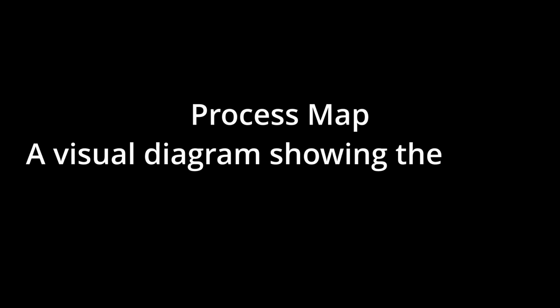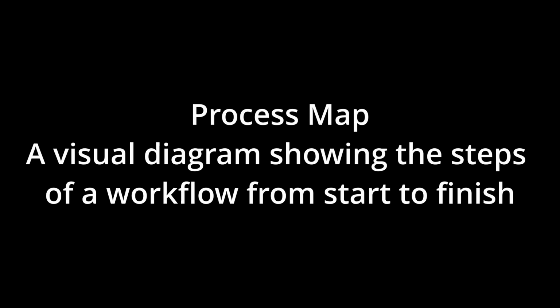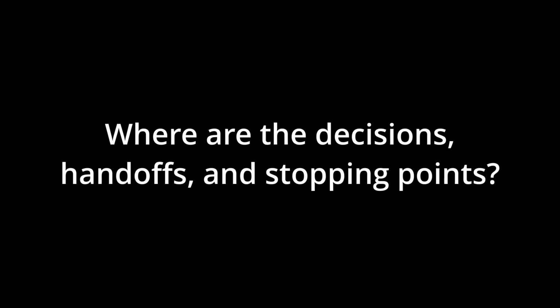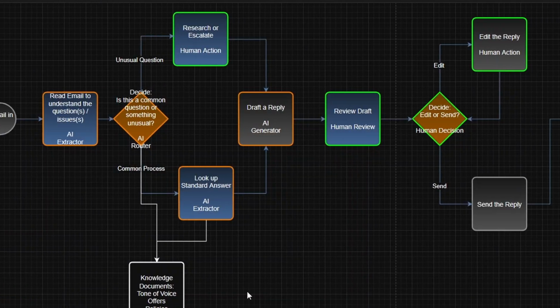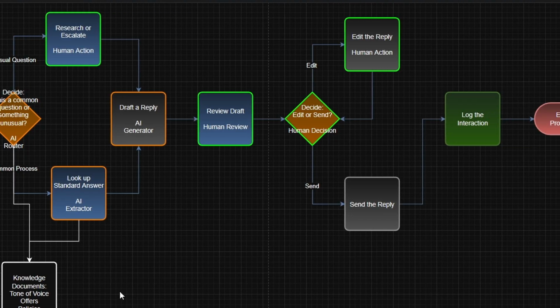Literally. Now, a process map is just a visual diagram that shows every step in a workflow from start to finish. That's it. It's not complicated. It's not some enterprise-only thing that requires a degree in project management. It answers three questions. What steps are involved? In what order do they happen? And where are the decisions, handoffs, and stopping points? Think of it like a GPS for your workflow. You wouldn't drive somewhere you've never been without directions, right? We all pull out our phones now and punch in the address. Well, a process map does the same thing for your AI system. It shows you the route from start to finish, so you're not guessing your way through it.